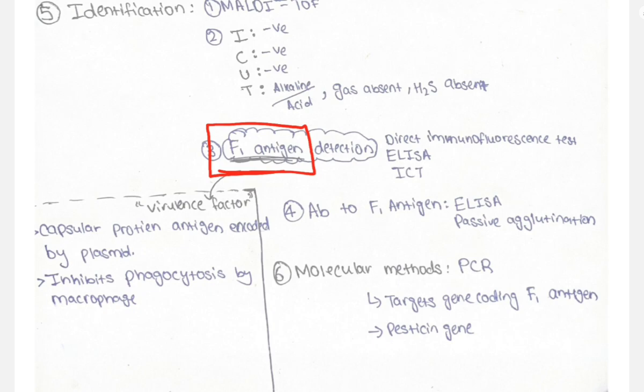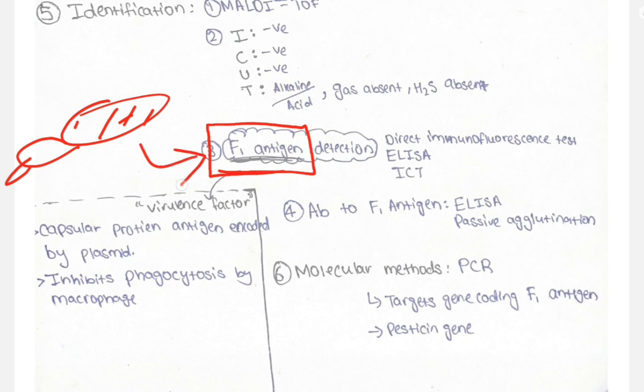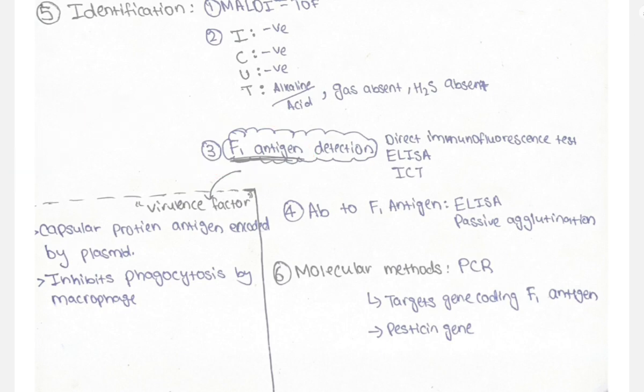This is how I remembered it, at least. Like rats, they have fur on their body. So F1 antigen. That's how I remembered it. So there's the F1 antigen detection, which we can detect through direct immunofluorescence test, ELISA or ICT. And then the antibodies that are produced to this F1 antigen, we also detect them through ELISA and passive agglutination.